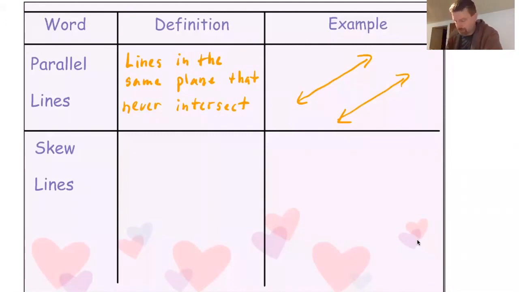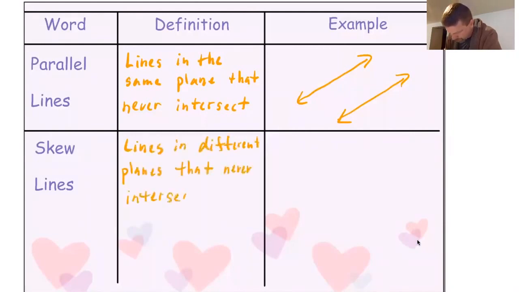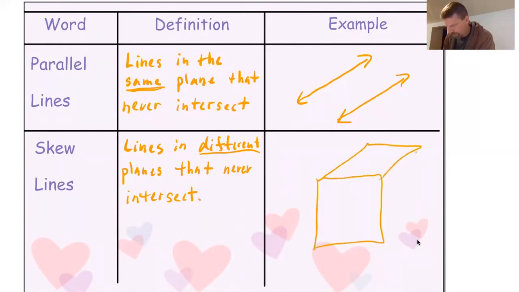So skew lines are lines in different planes that never intersect. So parallel lines and skew lines, kind of the same concept, except parallel lines are in the same plane. Skew lines are in different planes. So it's harder to draw an example because different planes are going to have to be like in 3D space, but I could try it. So let's draw a cube so we can have a 3D space. All right, if I draw that cube, then we can see we got three-dimensional space going on here.